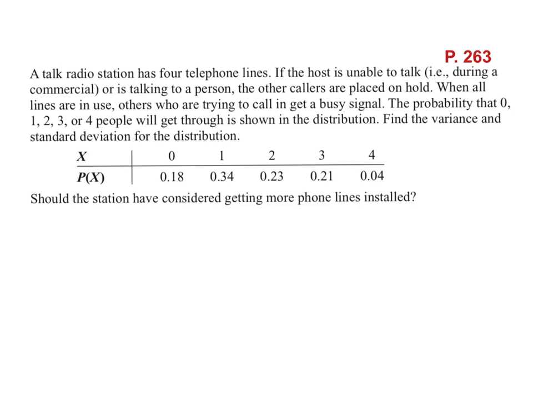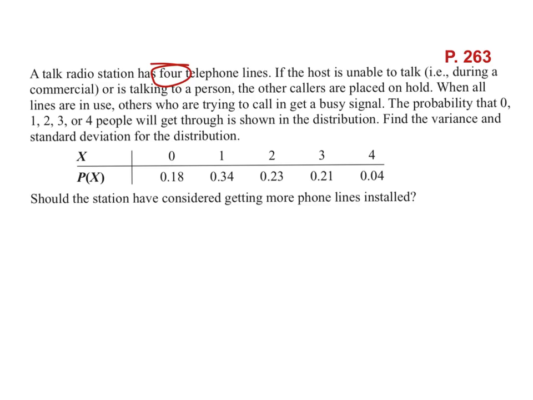So here's what's happening in this problem. There's this talk radio show, and this particular station has 4 telephone lines. If the host is on the phone with somebody else, they go to one of the other lines and they stay there ringing on hold, or they can't get through and you get a busy signal.